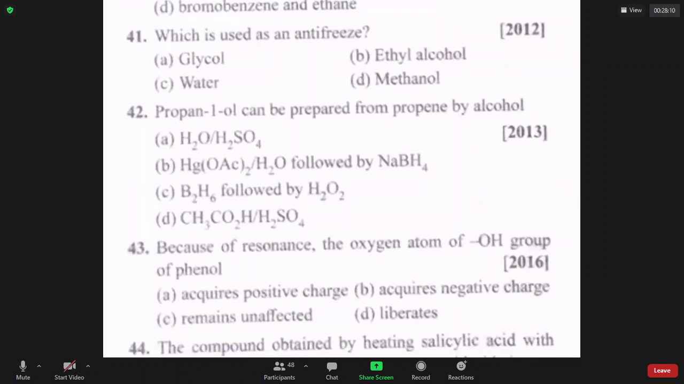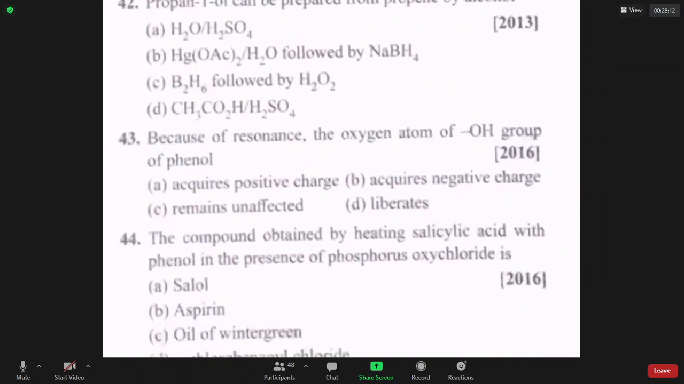Now, because of resonance, the oxygen atom of the OH group of phenol, what happens to the C-O bond in phenol? Due to resonance, the C-O bond in phenol gets double bond nature. Because it gets double bond nature, the bond becomes very strong. When oxygen is donating its lone pair to carbon, oxygen gets a positive charge and carbon gets a negative charge.